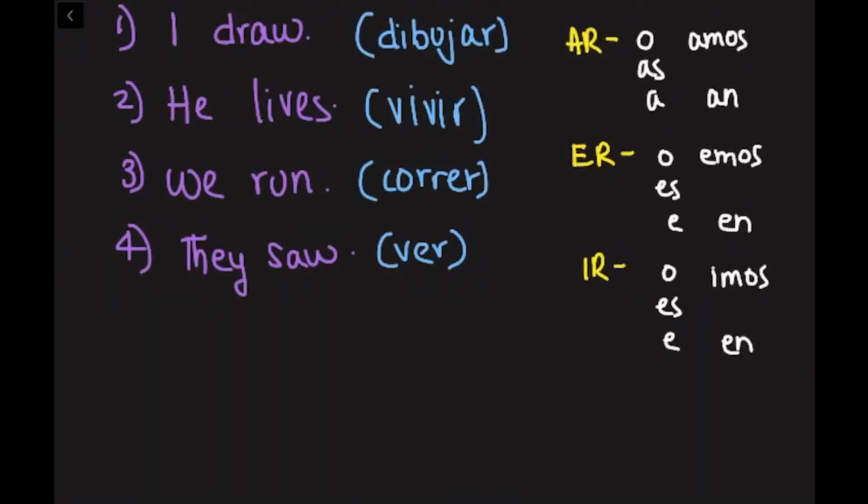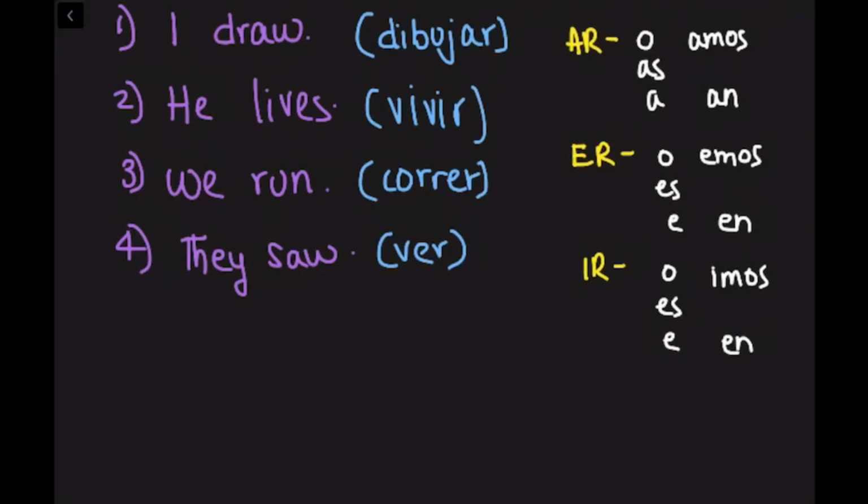Alright, now I have a couple of practices for you here. I have in purple some sentences in English, and in the blue I have the verbs that would be in Spanish for the sentences I just wrote down. And on the right side I have the conjugation tables that you can use as a reference. So what I want you to do is pause this video and try these questions out for yourself, and then resume the video to check your answers with me.